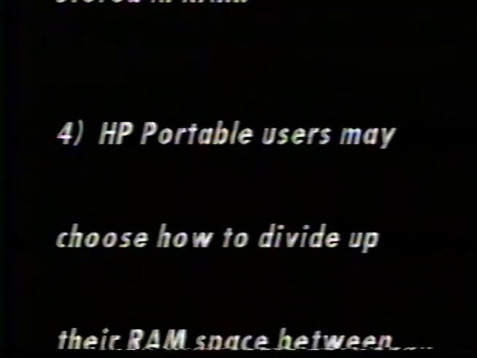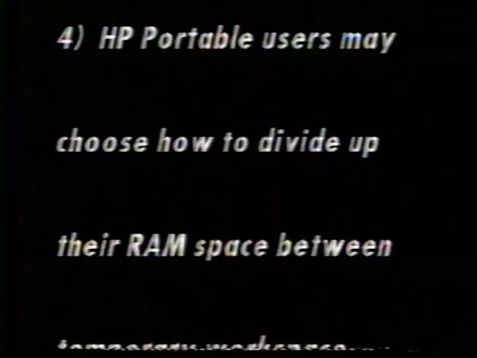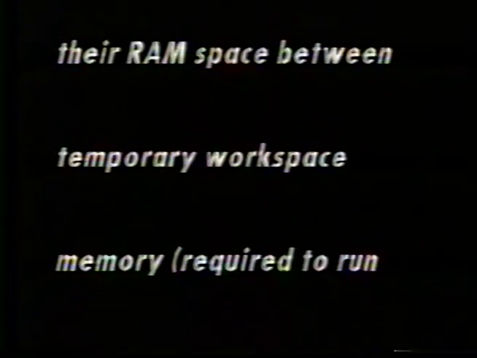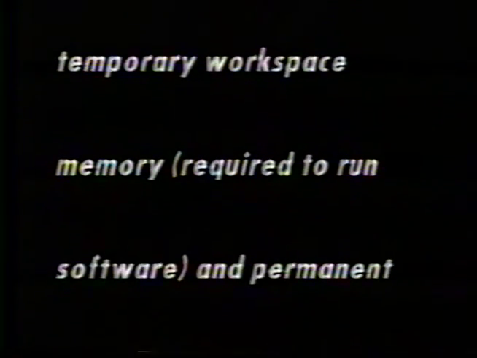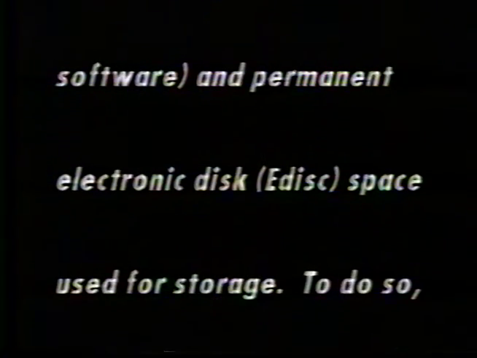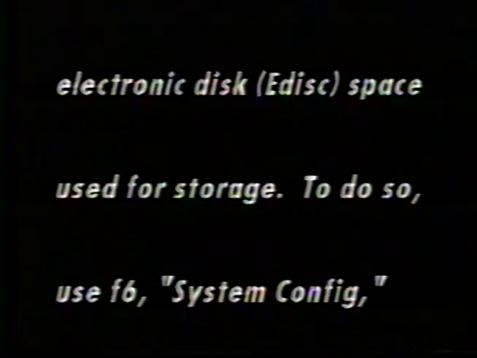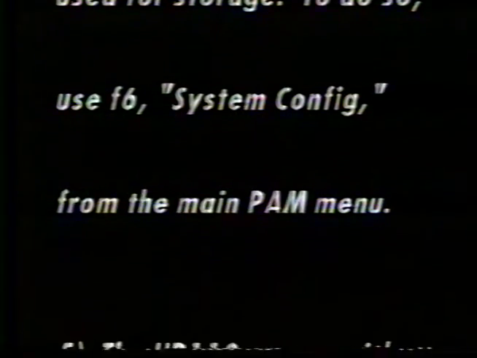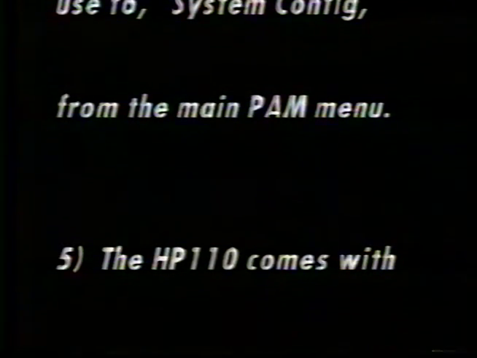4. HP Portable users may choose how to divide up their RAM space between temporary workspace memory, which is required to run software, and permanent electronic disk, e-disk space, used for storage. To do so, use F6 System Config from the main PAM menu.